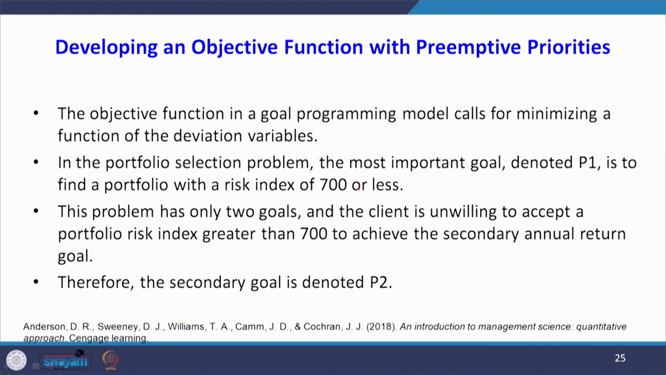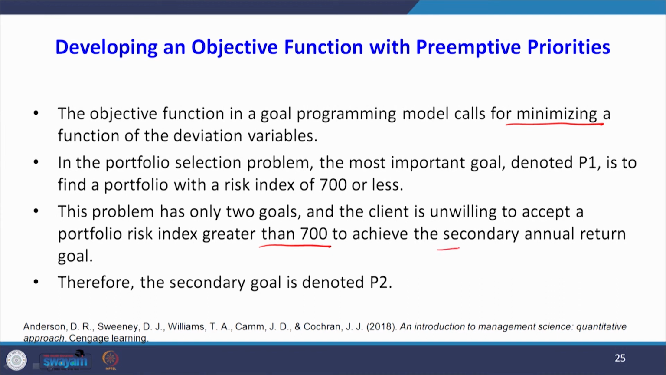The objective function in a goal programming model calls for minimizing a function of deviation variables. So, in the goal programming context, the objective function will always be minimization of the deviation variables. In the portfolio selection problem, the most important goal, denoted P1, is to find a portfolio with a risk index of 700 or less. This problem has only two goals, and the client is unwilling to accept a portfolio risk index greater than 700 to achieve the secondary annual return goal. That means his first priority is that the risk index should be less than or equal to 700.